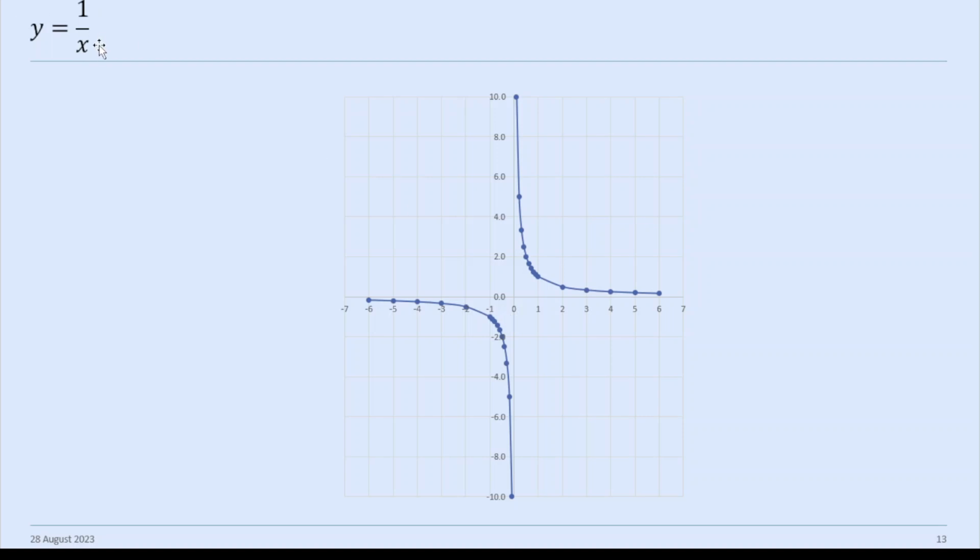And then, of course, as x goes off to infinity, 1 over x just goes to 0. And as x goes to minus infinity, 1 over x also goes to 0, but from the bottom, not from the top. So this is 0 from the top, this is 0 from the bottom.